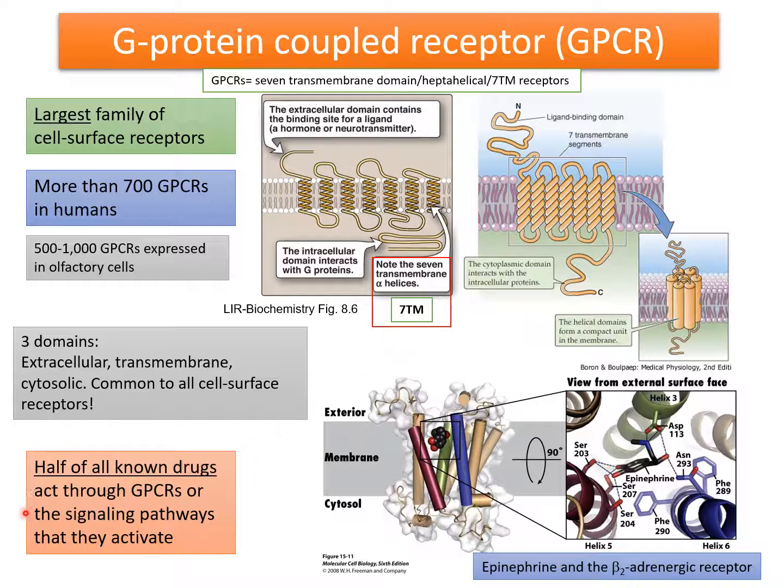And they're very important receptors because you can see here in this box, half of all known drugs act through these G protein coupled receptors or their activated pathways. Over here in this picture here, don't bother trying to learn which residues are interacting with epinephrine. That's a very physical biochemistry thing. Don't waste your time doing that. But it just shows that there's a very specific binding pocket that epinephrine is going to fit into.